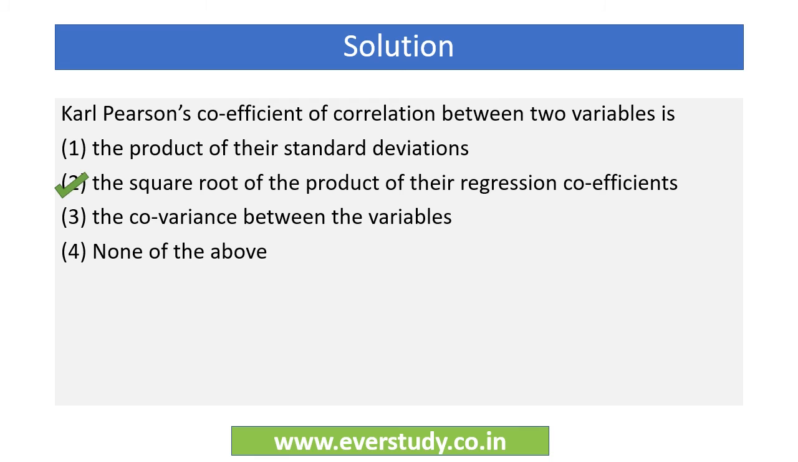So the correct answer is option number 2, that is, Karl Pearson's coefficient of correlation between the two variables is the square root of the product of their regression coefficients.